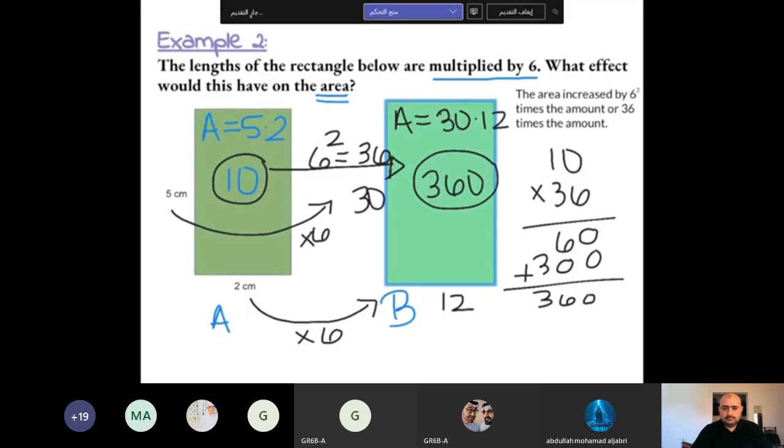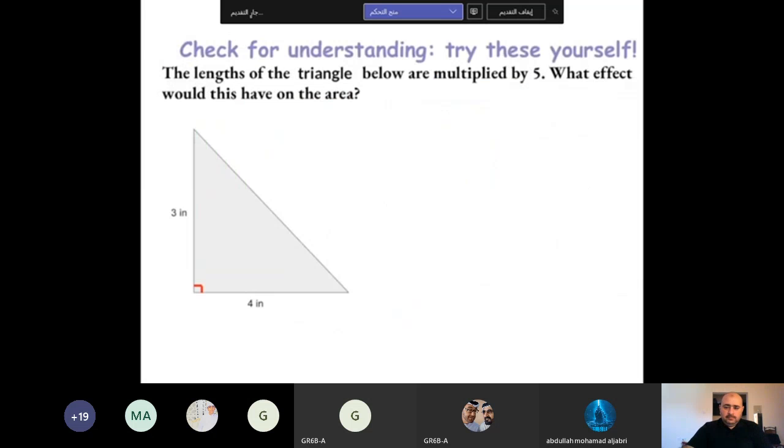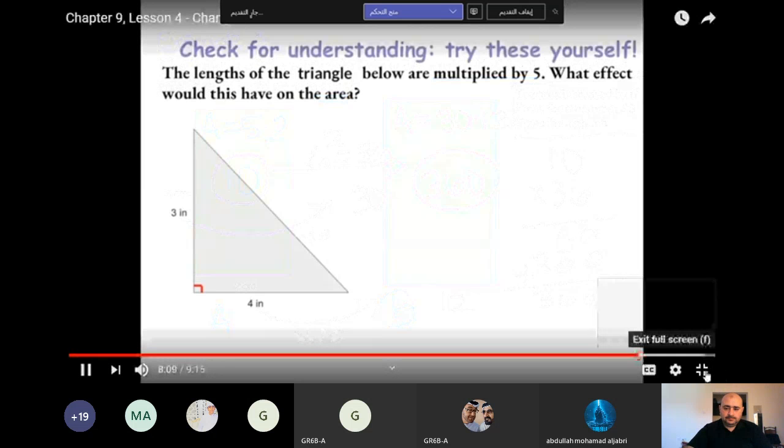So the area increased by 6 squared times the amount, or 36 times the amount, because 6 squared is equal to 36. Try this one yourself to check for understanding. The lengths of the triangle below are multiplied by 5. What effect would this have on the area?